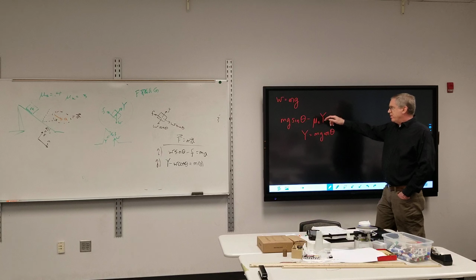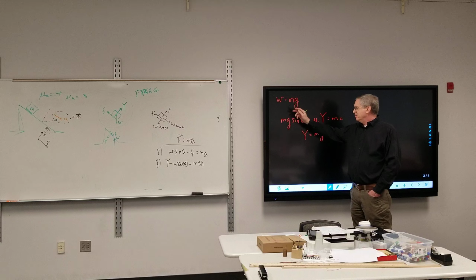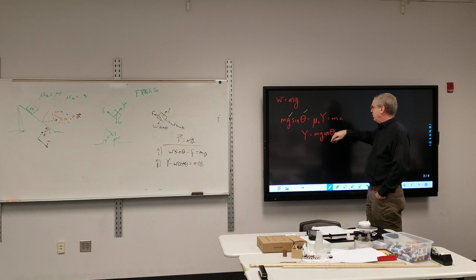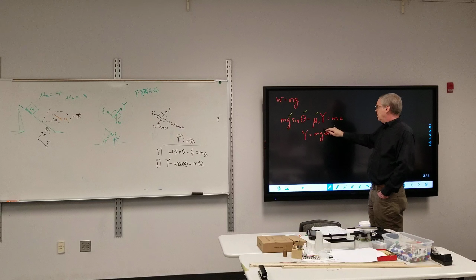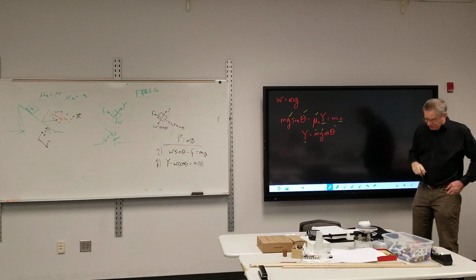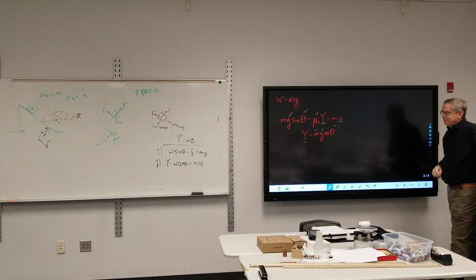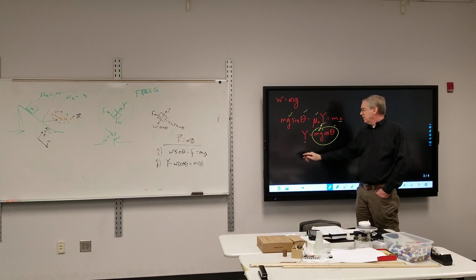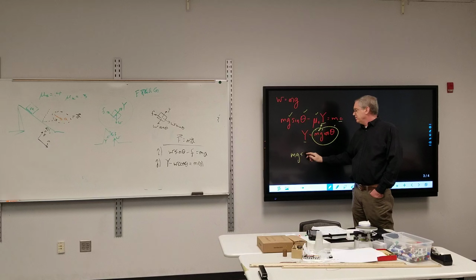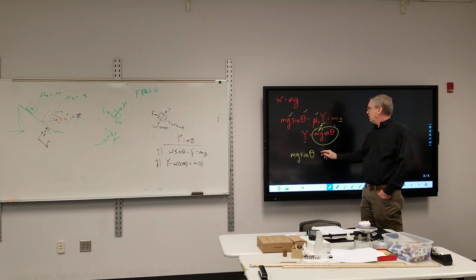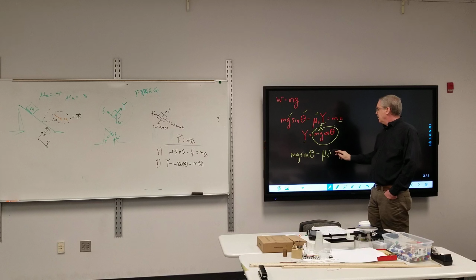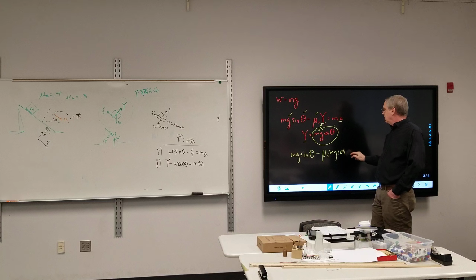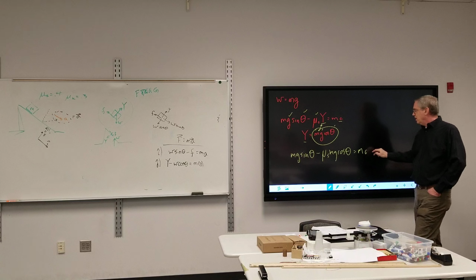In theory, I know what theta is. Mass, I really don't care about. G, I'll know mu. My unknowns are the normal force and acceleration. So I have to get rid of one of them, so I'm gonna take this and plug it in for y. So I have mg sine theta minus mu s mg cosine theta is equal to ma.